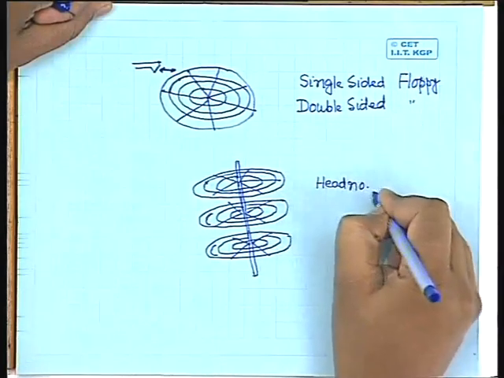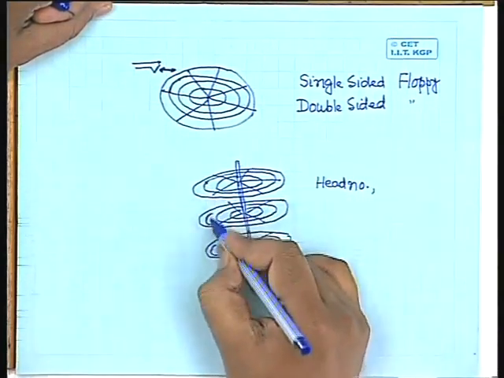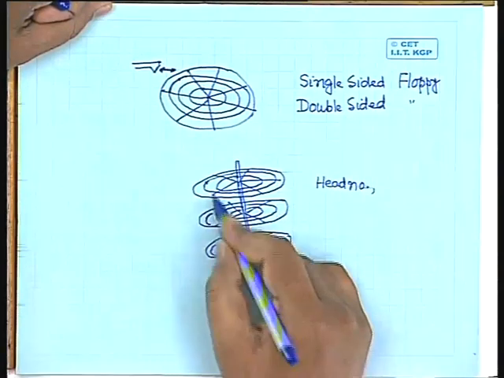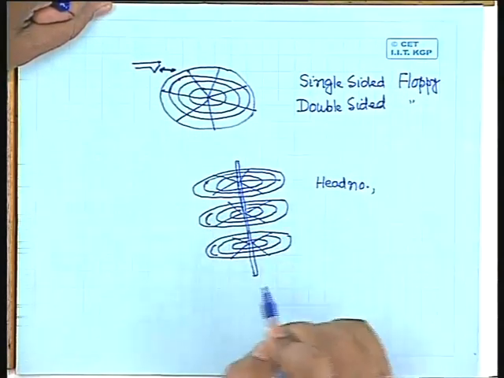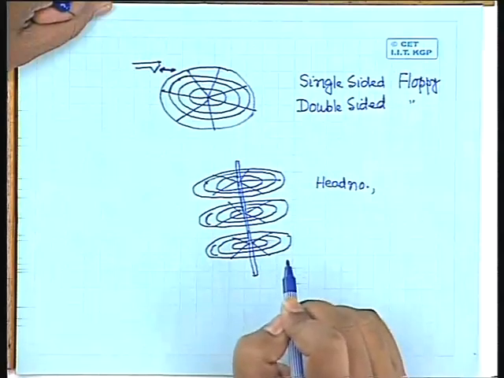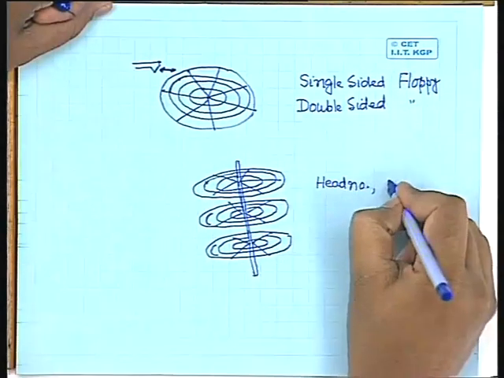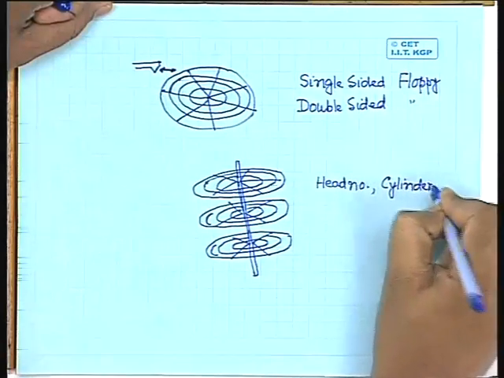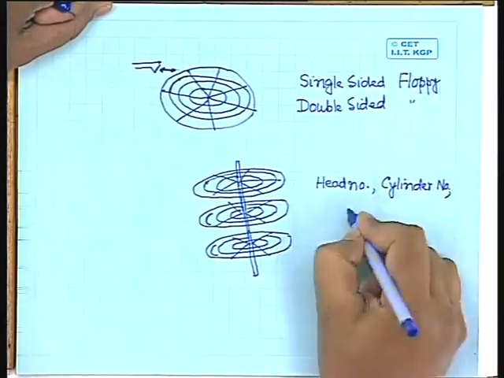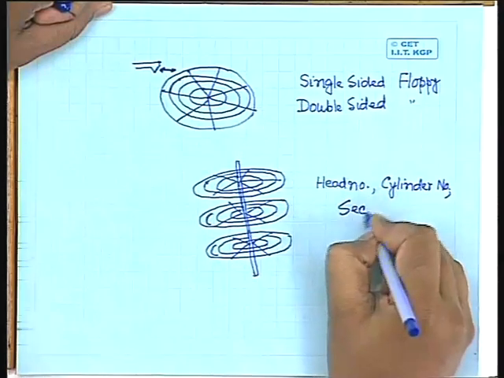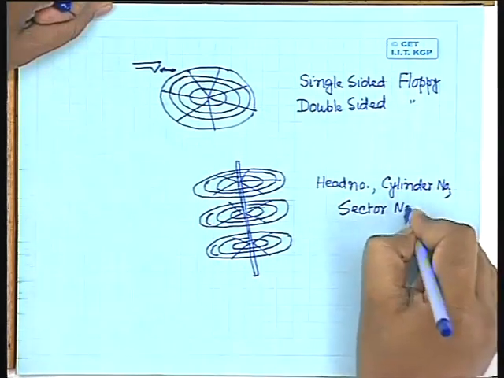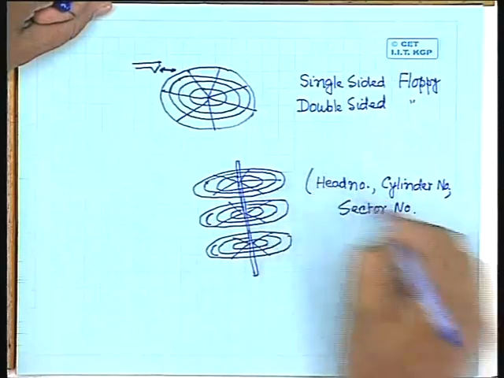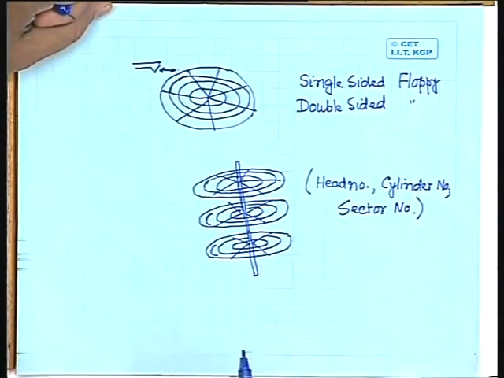then, as I said, all the concentric tracks having the same number is called a cylinder. So the next component that I need is the cylinder number, and then the sector number. Okay. So these three components taken together uniquely identify a particular sector or a particular block on the disk.